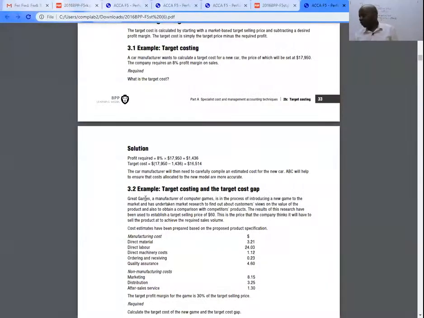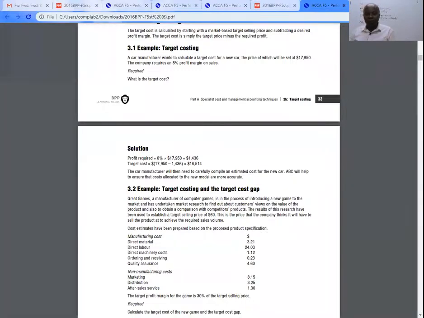Teresa, this is the question we are doing. Example 3.2, target costing and target cost gap, where they have asked us here to calculate the target cost of the new game and the target cost gap. You simply follow the steps that we have laid down.